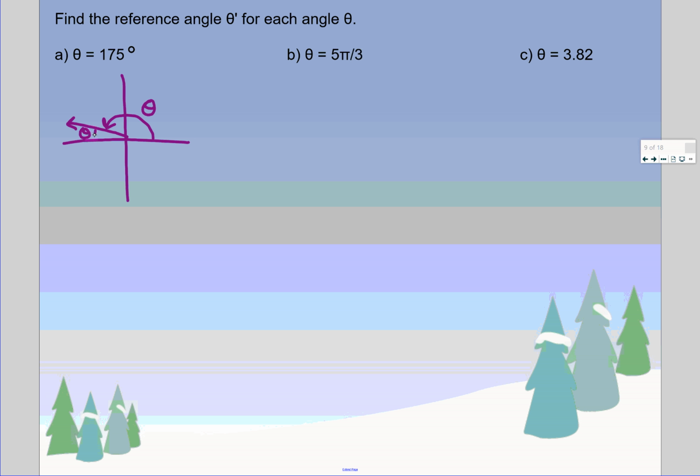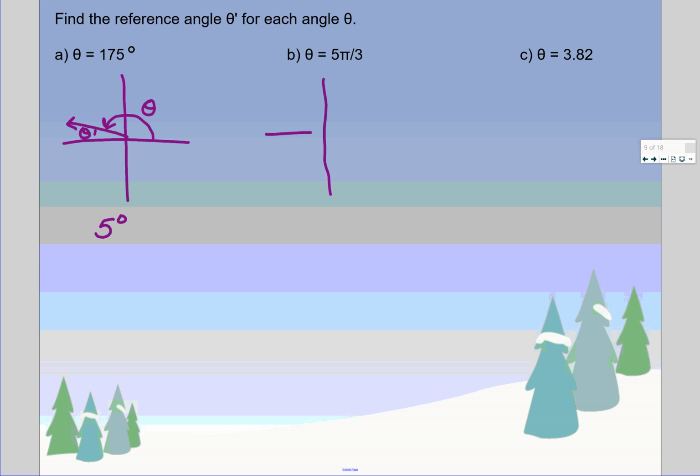So if I'm at 175 degrees, how far away from the x-axis am I? 5. And you can get fancy with it and say, if it's in quadrant 2, it's always 180 minus the angle that you have, or pi radians minus the angle you have, or you can just draw the picture and see it, okay? The next one is 5 pi over 3.